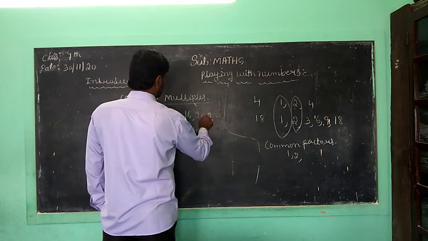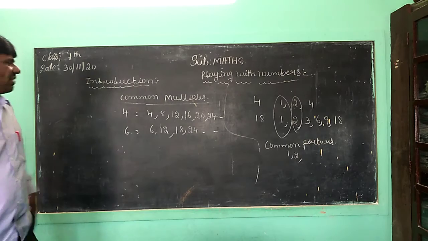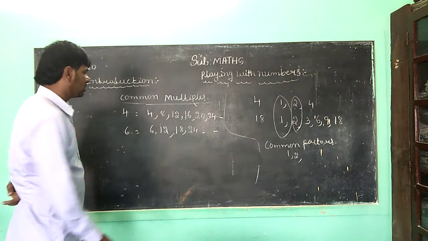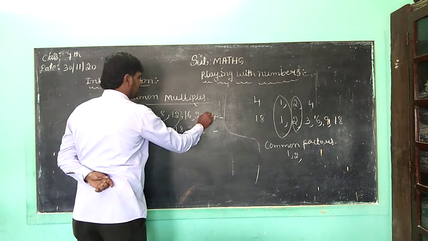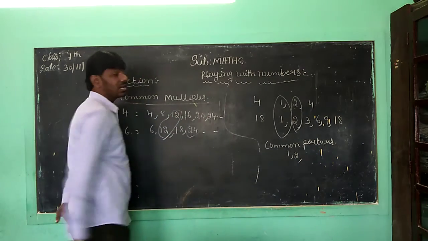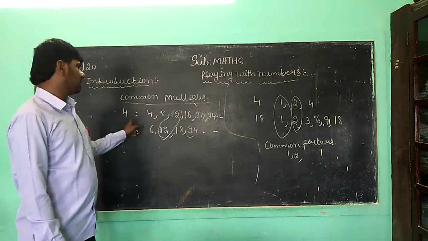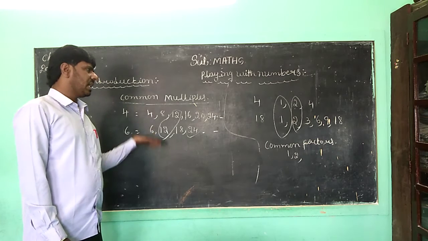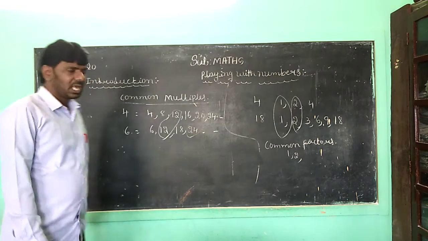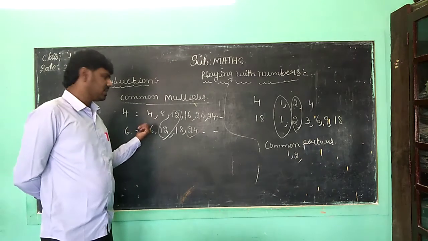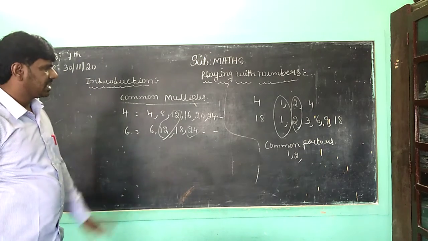So on, here also so on. See children, is there any common multiple here? Here 12 is there, here also 12 is there. Here 24 is there, here also 24 is there. These are the common multiples of those numbers. Common multiples: 4 ones are, 4 twos are, 4 threes are, 4 fours are, 4 fives are, 4 sixes are. As well as 6 ones are, 6 twos are, 6 threes are, 6 fours are. Correct children? These are also complete.